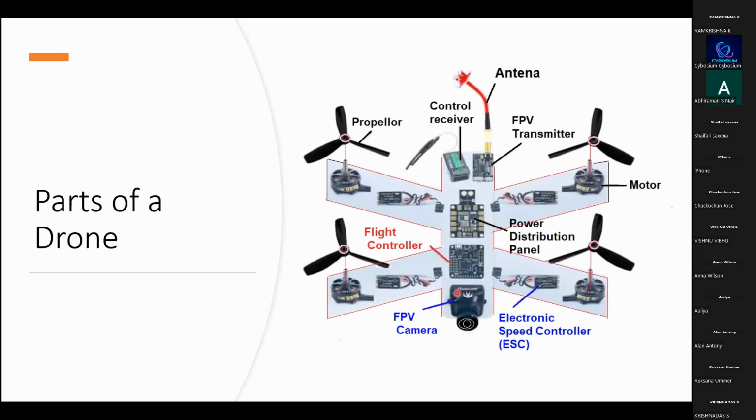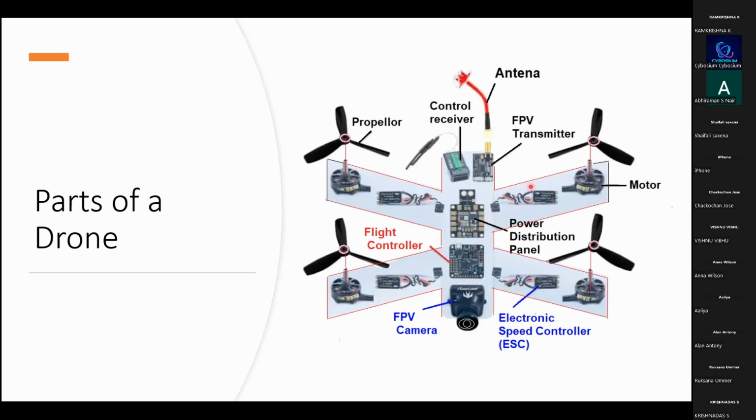If the quadcopter has a camera, then we'll get the first pilot view from the camera. And obviously all of these things are taking power. So we should have a power distribution panel which can distribute the power among all these components. Whatever power is needed for the ESC, it can give it to them, not too much power or too little power. So it is basically controlling all the power. This is the power distribution panel.